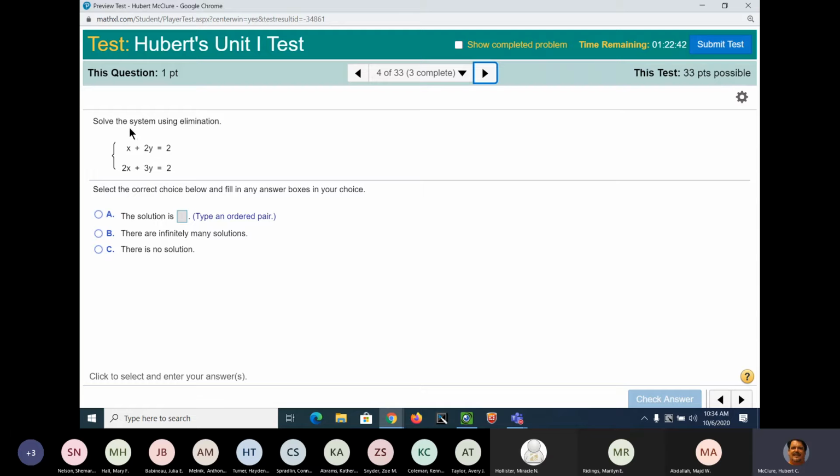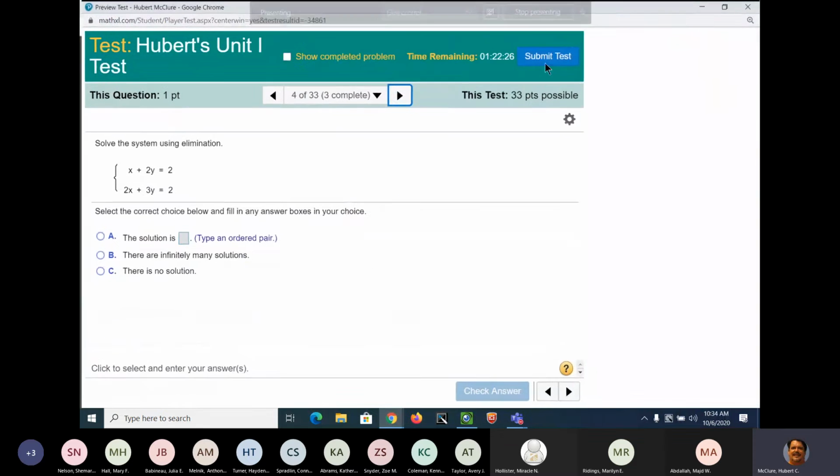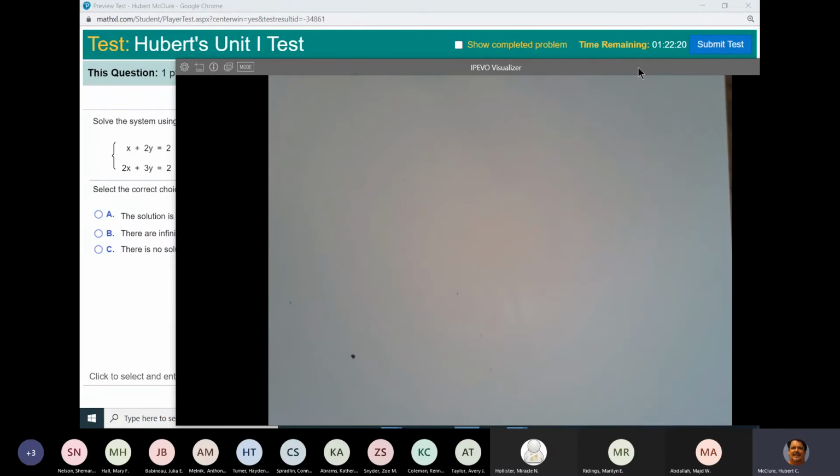Okay. Solve, okay, this is a good question. Solve using elimination. So x plus 2y. Hold on, let me get my board situated. Okay, take a minute and write it down.